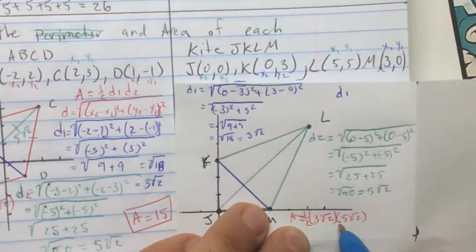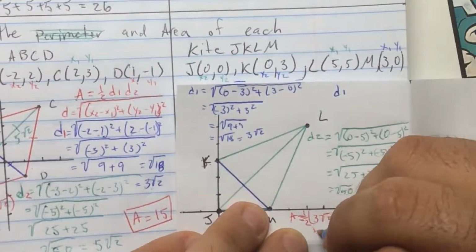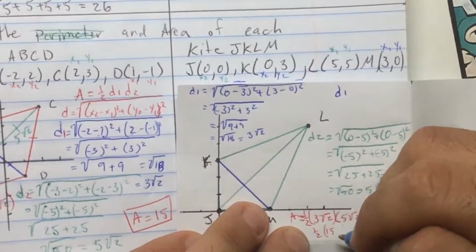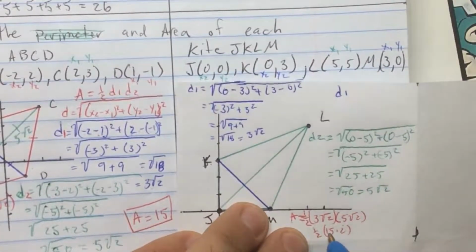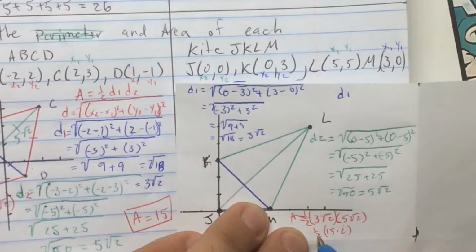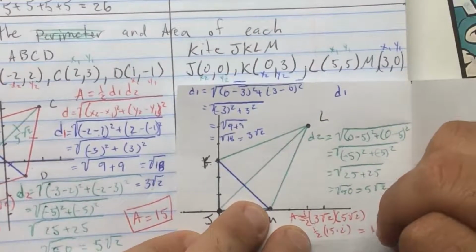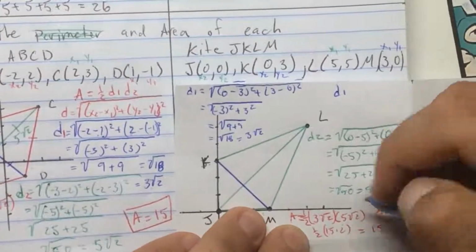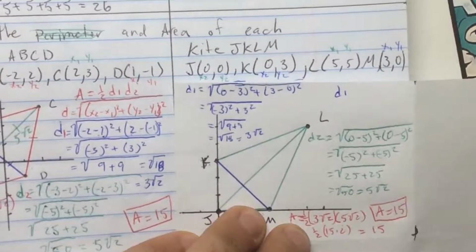And once again, we get 15 here. So it'd be 1/2 times 15 times 2. If you have 1/2 times 15 times 2, you can do 1/2 times 2, which gives you 1, times 15 would equal 15. So the area for this kite is also equal to 15 units squared.